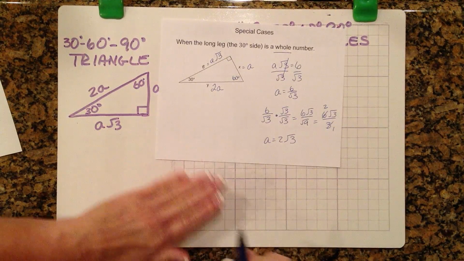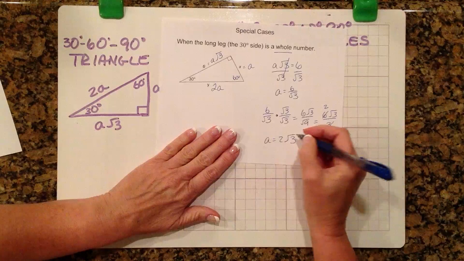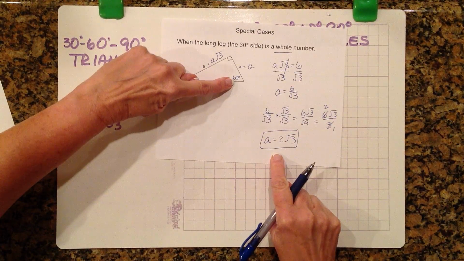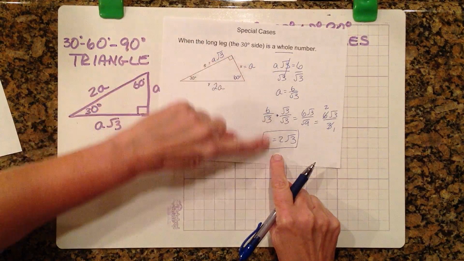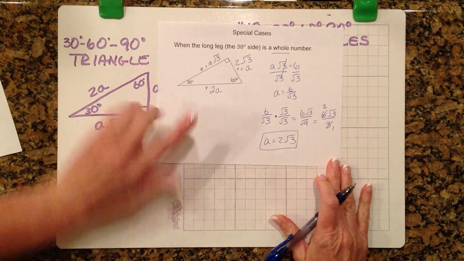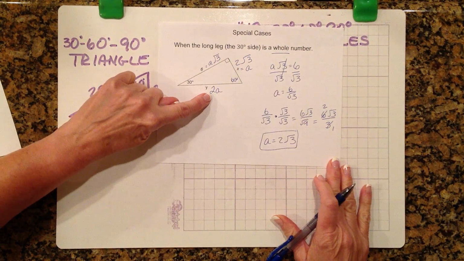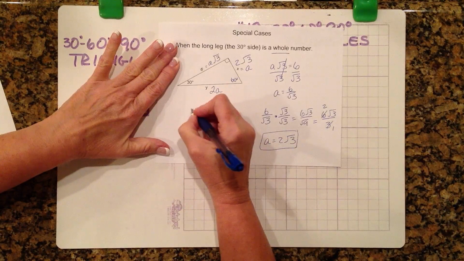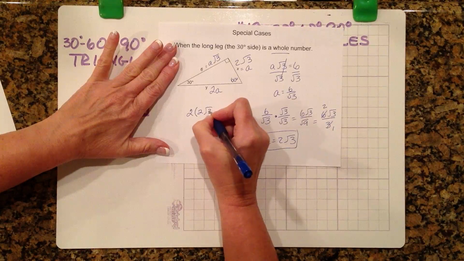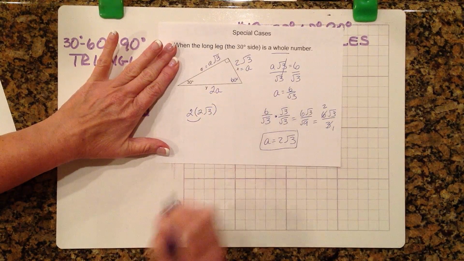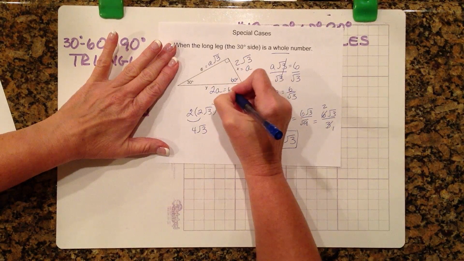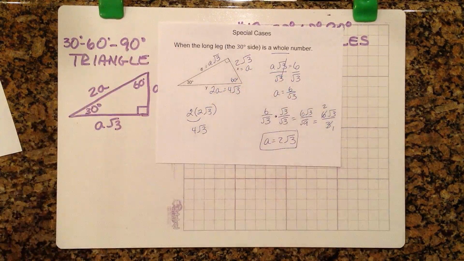Okay, where do I put that? What did I just find? I just found my a value. So let's look right here. My 60-degree side is a, so this is 2 square root of 3. Okay, now I need to find 2a. So I'm finding 2 times what a is, 2 square root of 3. Multiply those, and I get 4 square root of 3. So this side right here is equal to 4 square root of 3.